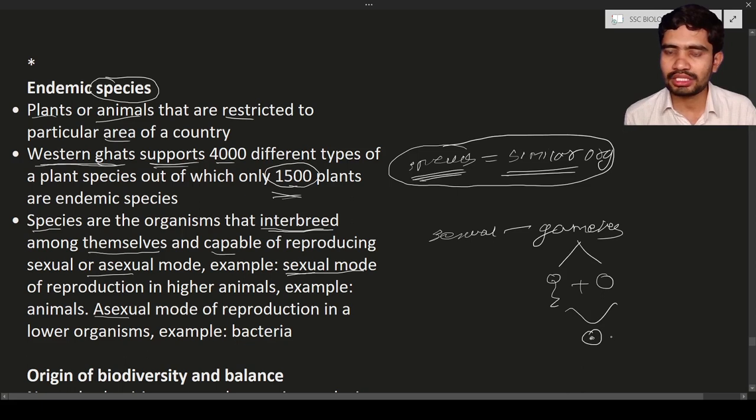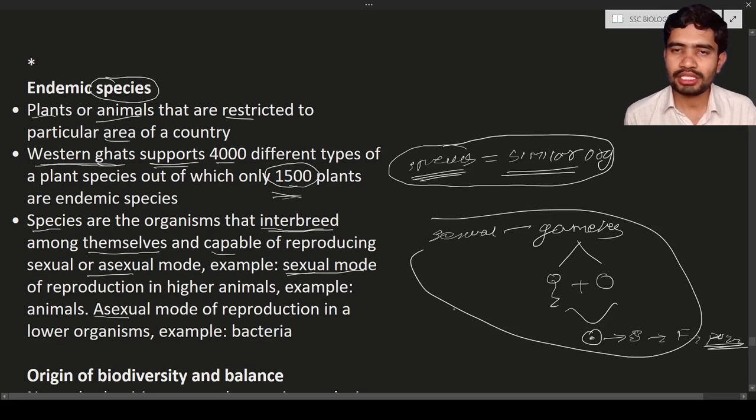Okay, this is zygote. This zygote is nothing but a single cell stage. So it divides and multiplies into embryo. This embryo will turn into fetus, and this fetus will be delivered. This is known as a progeny. So this is known as sexual.